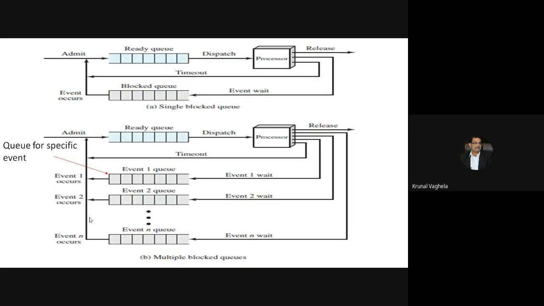So consider these two diagrams. One is this A, second one is this B. So this is a single blocked queue. This is a multiple blocked queue. Now let's understand the difference. Consider this is the process that will get admitted. This is the ready queue. That means 1, 2, 3, 4.